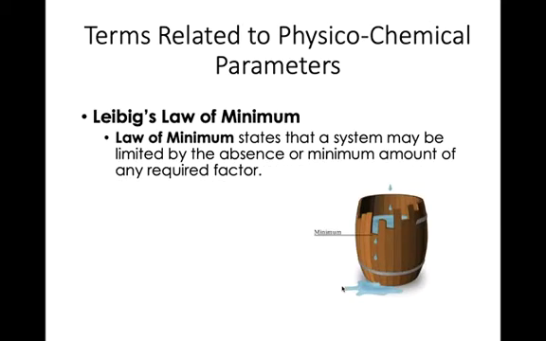Another law which is related to physical-chemical parameters is Liebig's law of the minimum. It states that a system may be limited by the absence of the minimum amount of any required factor. When you search for this particular law, you will see this representation of how the law of the minimum is applicable.